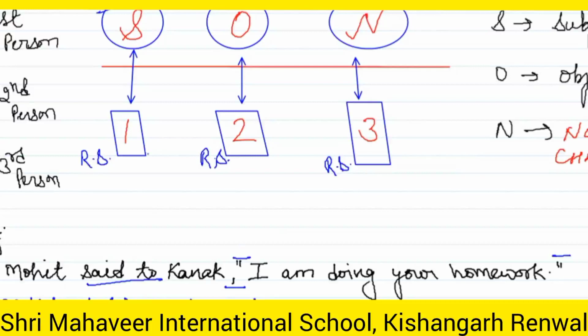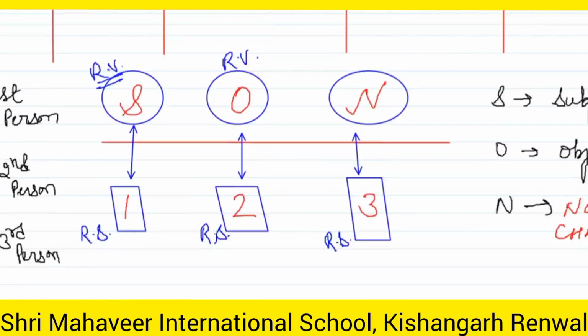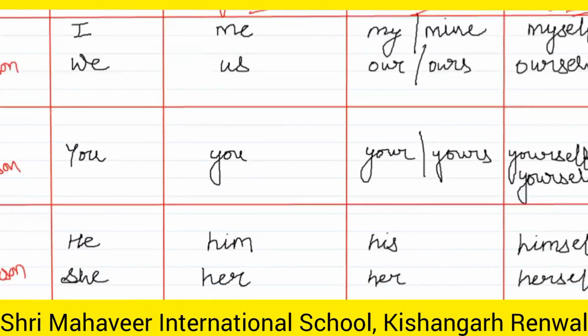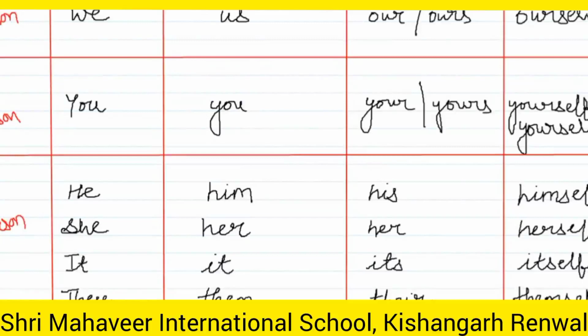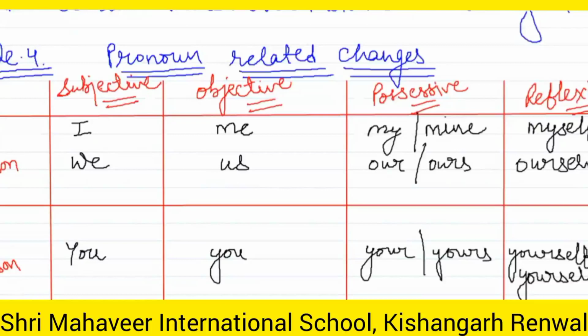Now I. It is first person pronoun, right? And this is reported speech. You know that very well. So in reported speech, we have first person pronoun and it will be changed according to the subject of reporting verb. What is the subject? That is Mohit. I over here is used as a subject, so that means we need subjective case pronoun. For Mohit as a subject, we use he, because he is subjective case pronoun.